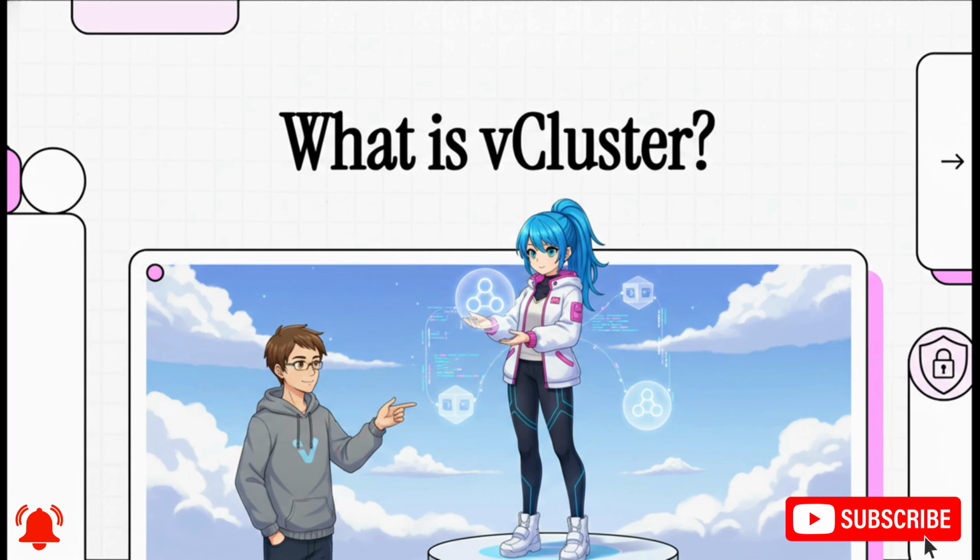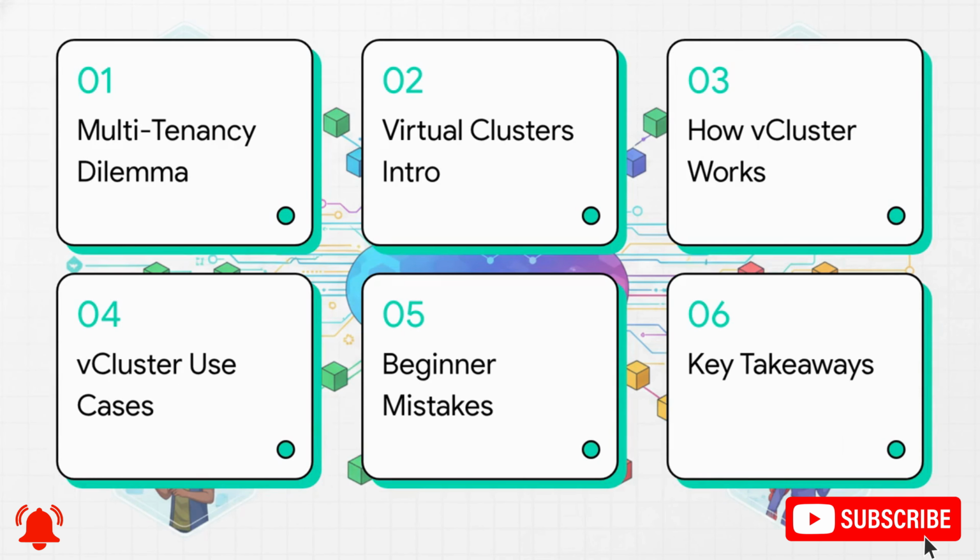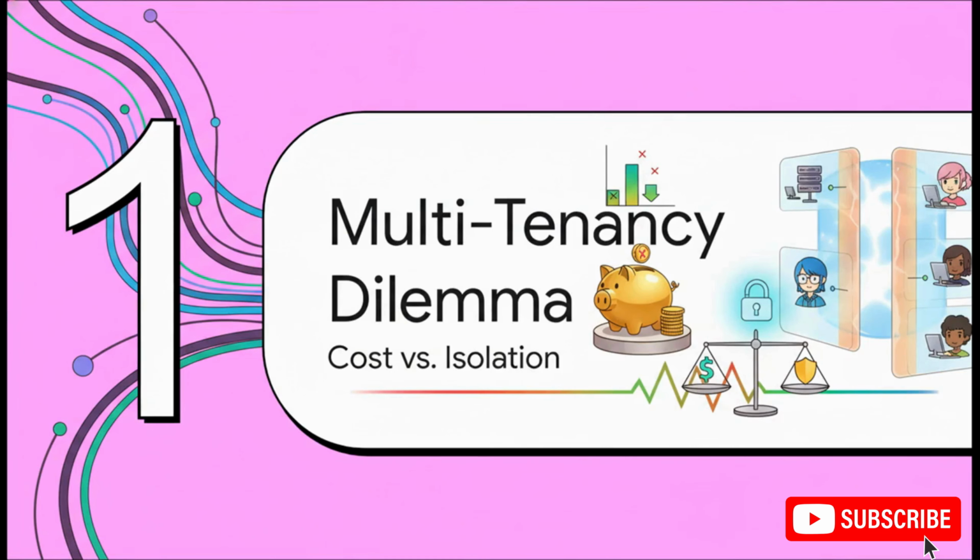All right, let's dive in and see how this thing actually works. So here's what we're covering. First, we'll get into the whole multi-tenancy dilemma. You know, the problem every Kubernetes team runs into. Then, we'll introduce virtual clusters as the solution and really get into the nitty-gritty of how they work. After that, we'll check out some real-world use cases, I'll show you a few common beginner mistakes to avoid, and then we'll wrap it all up with the key takeaways. Okay, let's get right into it.